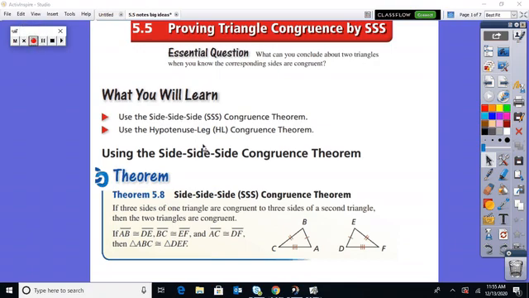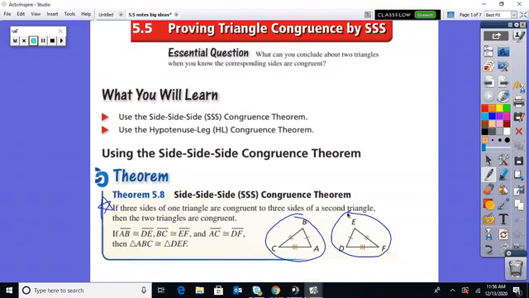Alright, so SSS is probably exactly what you think. If you know that all 3 sides of one triangle are congruent to all 3 sides of a second, then the triangles have to be congruent. SSS, side, side, side. No angles are even necessary to show congruence if you know all the sides are congruent.